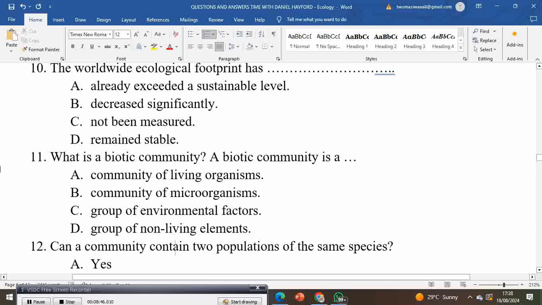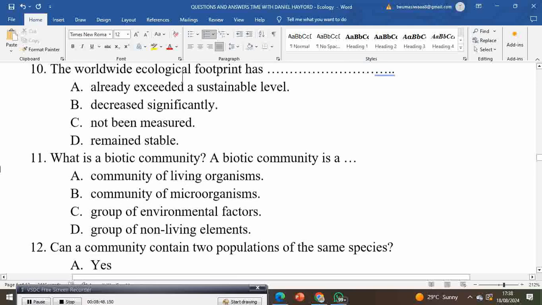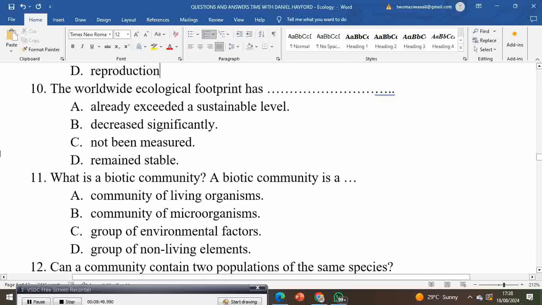Now, question number 10. The worldwide ecological footprint has A, already exceeded a sustainable level, B, decreased significantly, C, has not been measured, and then D, remain stable. So which one is your best shot? The worldwide ecological footprint has already exceeded a sustainable level.